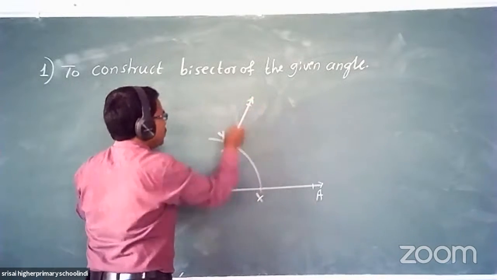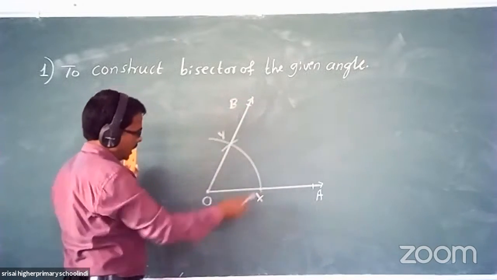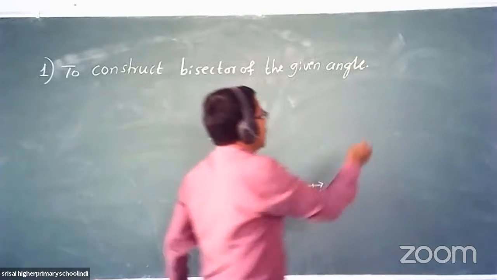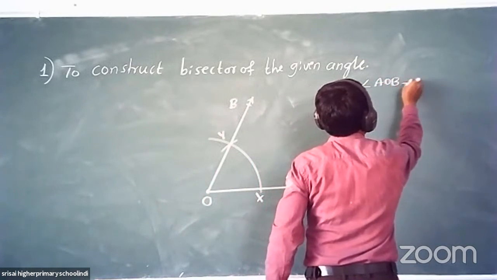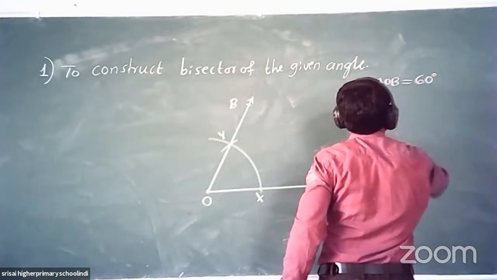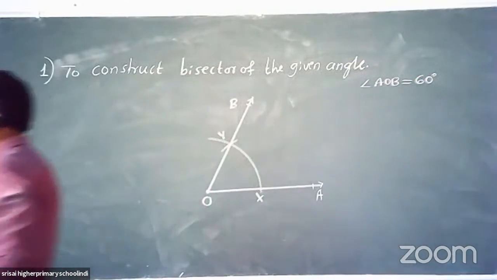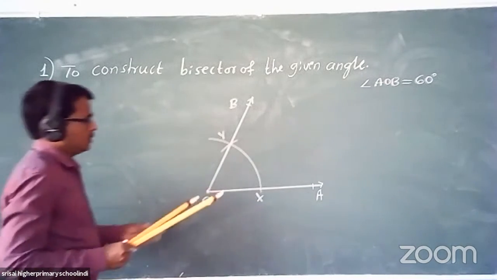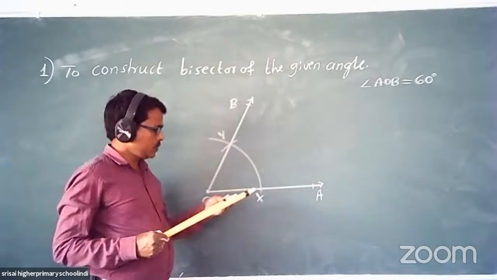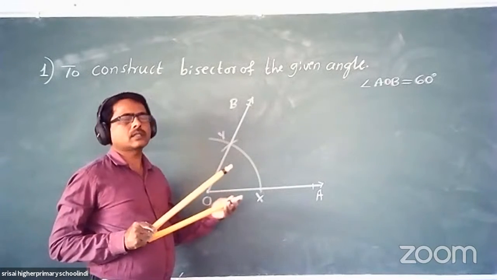Call this as B. Now, angle AOB is 60 degrees. Here, I want to draw the angle bisector.